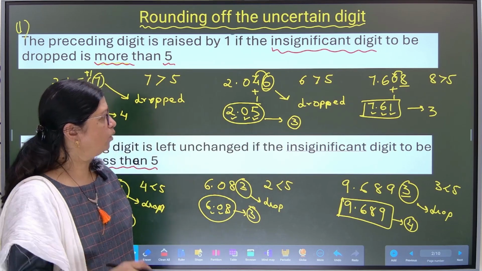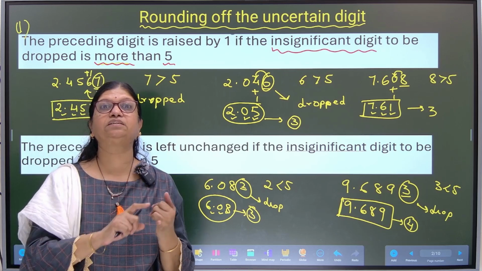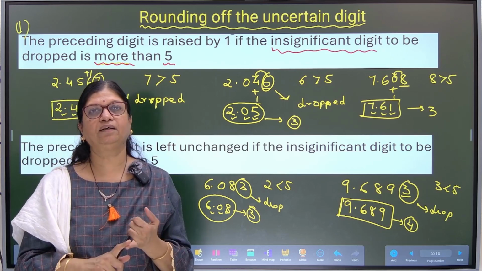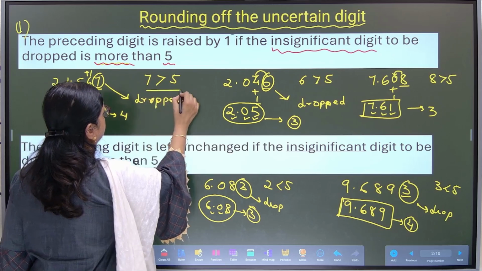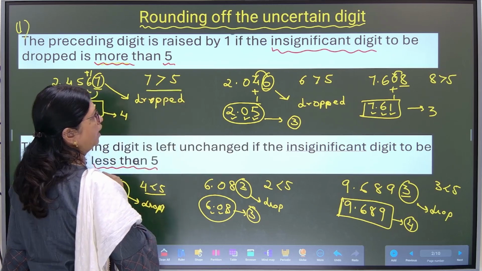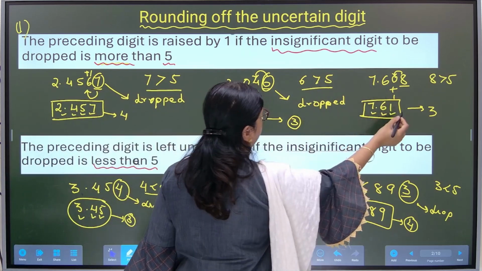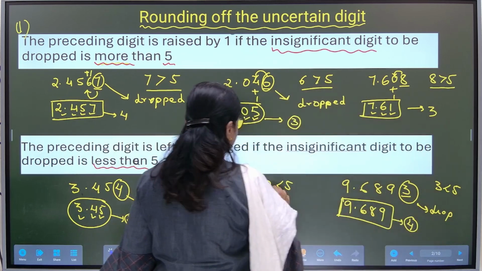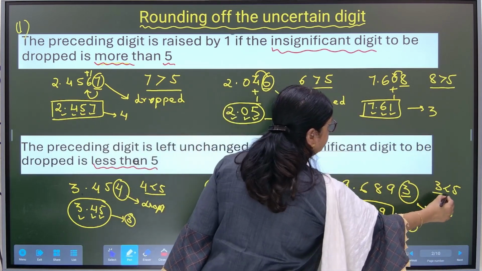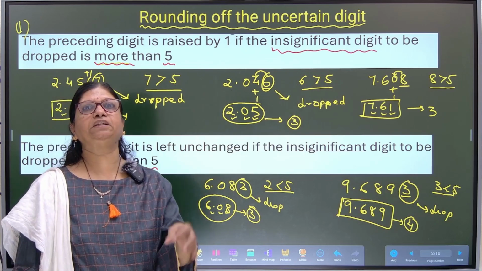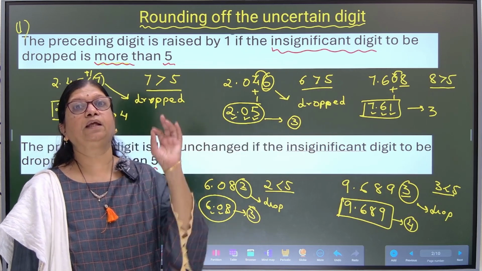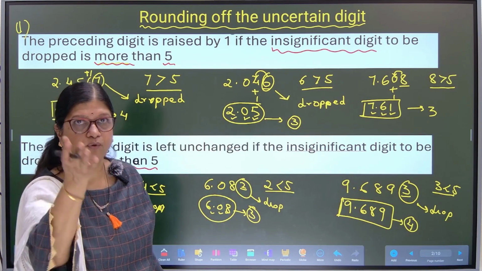Okay. Now we will go to the next rule. Now in your mind, you must be thinking, this is greater than 5. This is less than 5. Greater than 5. Greater than 5. These dropping numbers are less than 5. What to do if the dropping number is 5 itself? Equal to 5. We will go to that rule now.